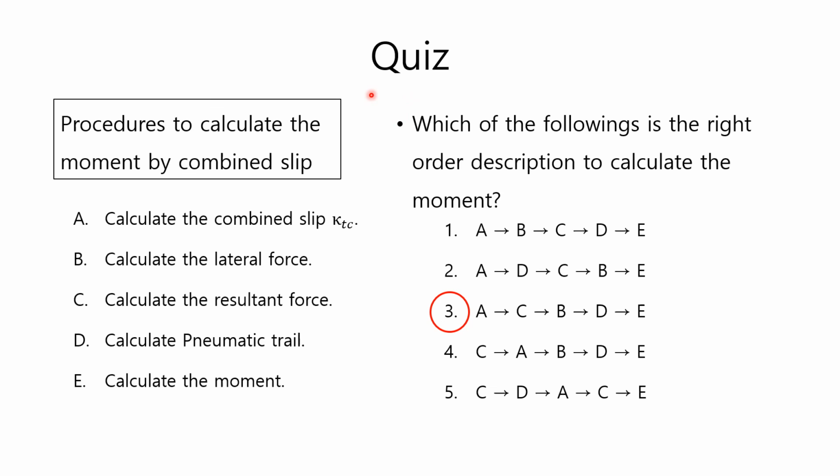Now let's find out the answer to the quiz. Which of the following is the right order of description to calculate the moment? The answer is number 3. Calculate the combined slip kappa Tc, calculate the resultant force, calculate the lateral force, and calculate the pneumatic trail, and then calculate the moment. Here, B and D can be reversed.